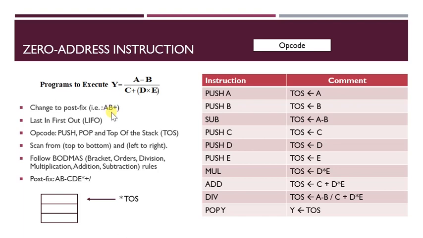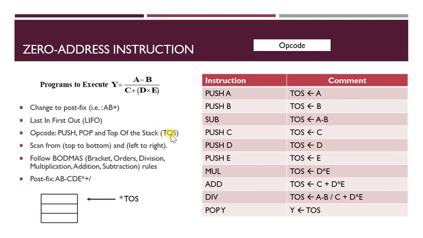Inside the 0 address, this is also called last in first out, or LIFO. So this is the example: the last item in the stack is the first to come out. And the opcodes for the 0 address instruction are push, pop, and also top of the stack, or TOS.